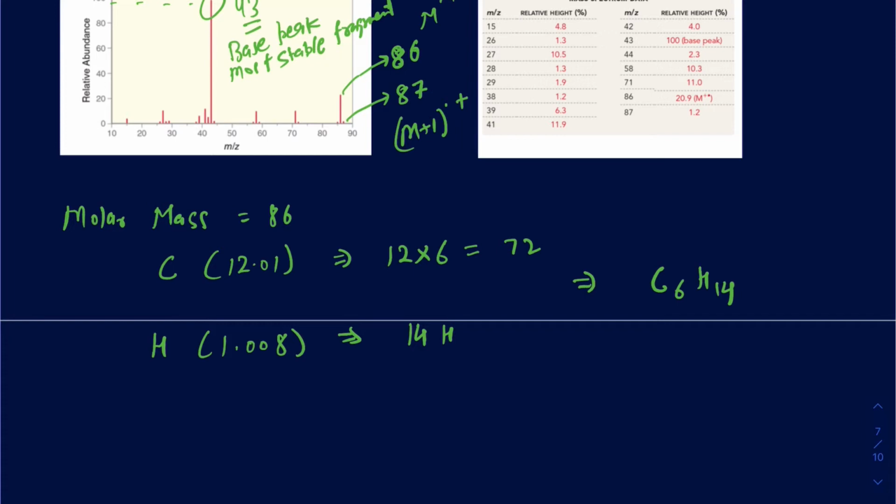Now you want to double check whether the formula really makes sense. For alkanes, the formula is CnH2n+2. If you have 6 carbons, the maximum number of hydrogens you can possibly have would be 14, and that seems to be working fine.